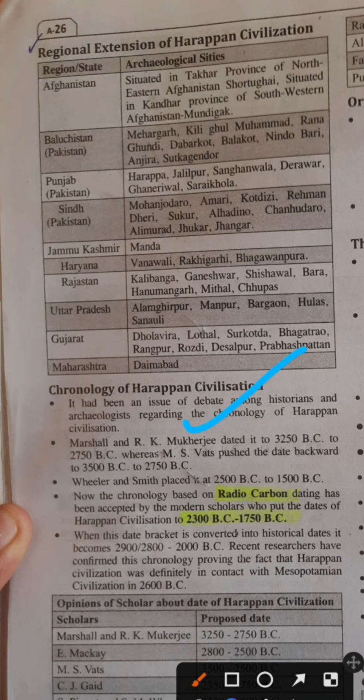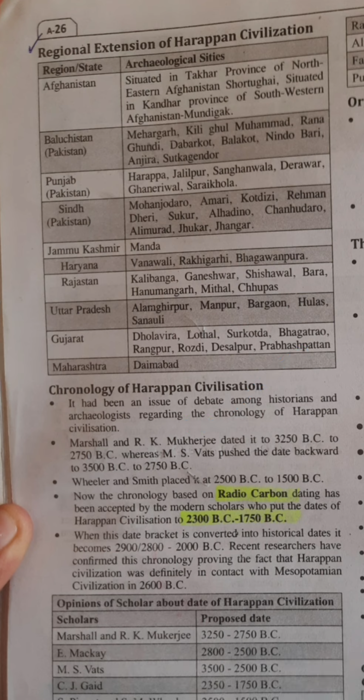And next is the chronology of Harappan civilization. What is the chronology? Let's see it. It has been an issue of debate among historians and archaeologists regarding the chronology of Harappan civilization, because one archaeologist says one date, another says another date, and they are arguing and debating, each calling their own date the perfect time of Indus Valley civilization.